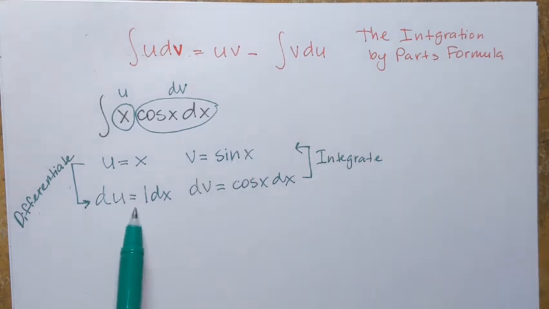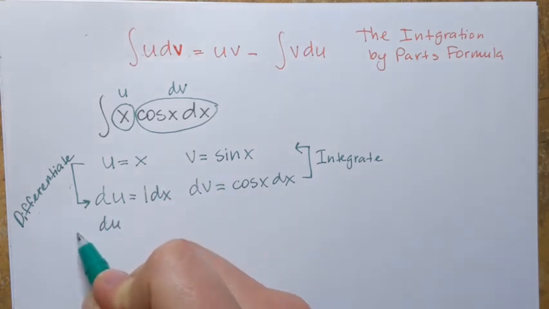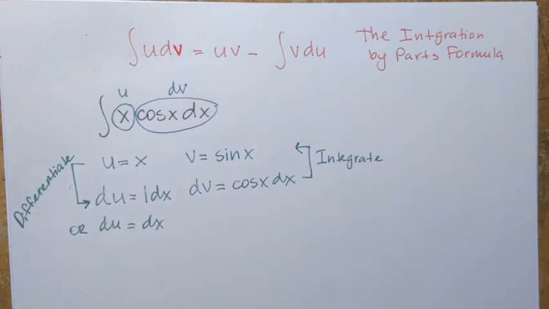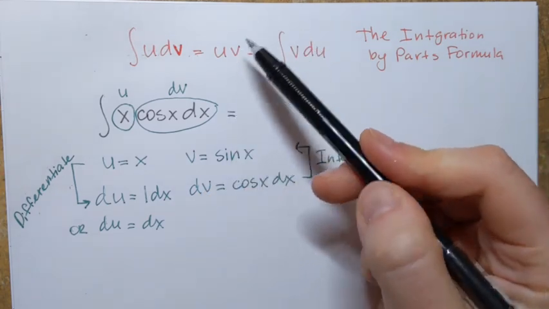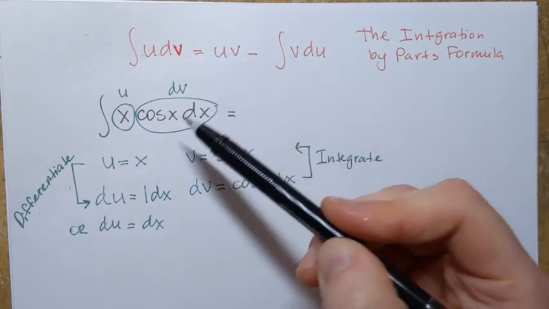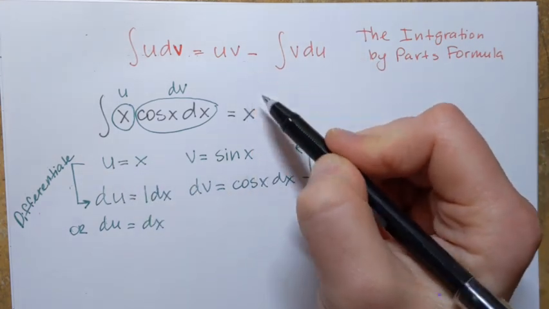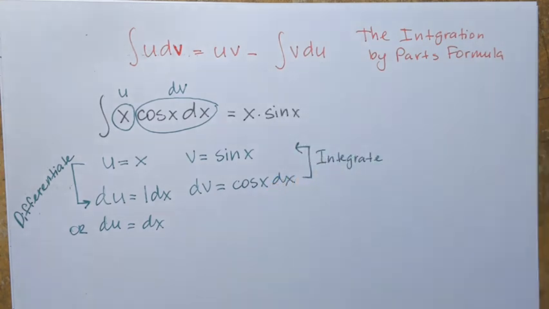The only thing, maybe I'll just rewrite here that du is technically the same as dx, right? That times 1 will not make any difference. So du equals dx. Okay, let's continue with the formula. So equals. Now I'm writing down the right-hand side. I have to write u times v. So what is u? u is x, and then times v. v is sine x.